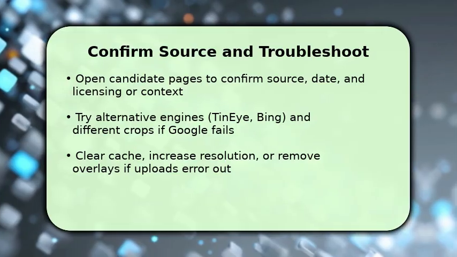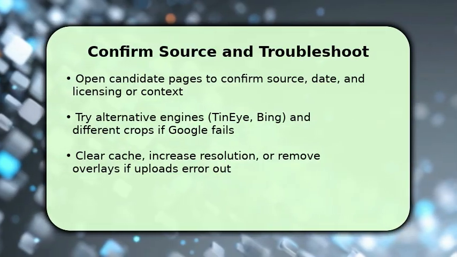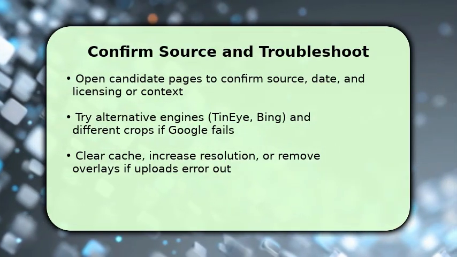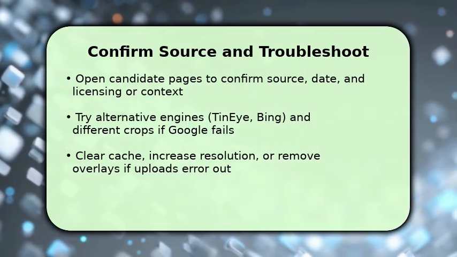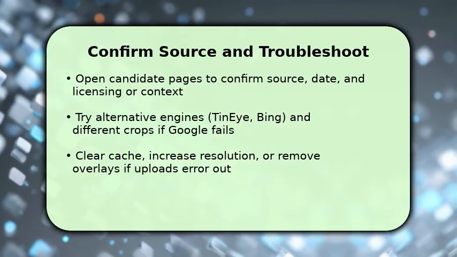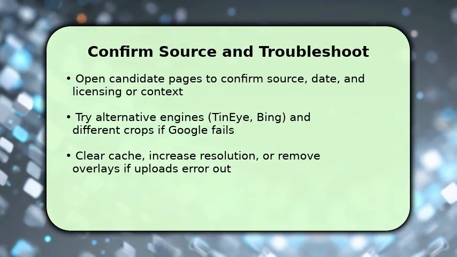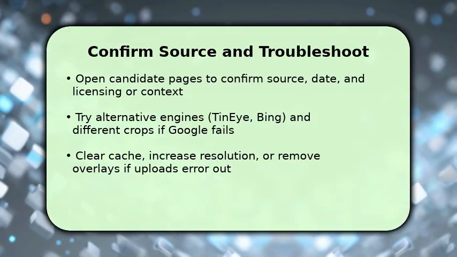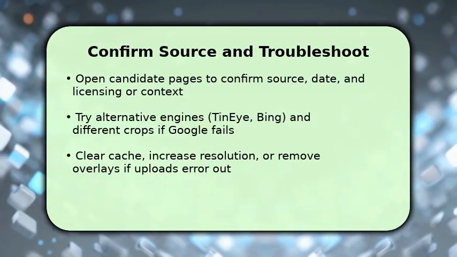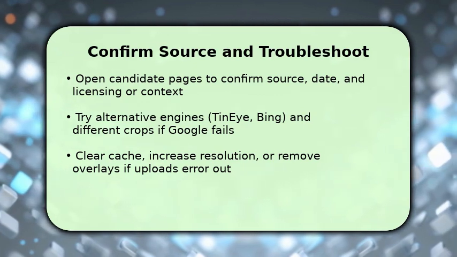If Google doesn't return good matches, try other reverse image tools like TinEye or Bing, or reprocess the image by cropping out background clutter. Sometimes a focus subject yields better matches. If uploads fail, clear your browser cache, use a different browser, or save a high-resolution copy without watermarks. These fixes resolve most upload and matching problems.